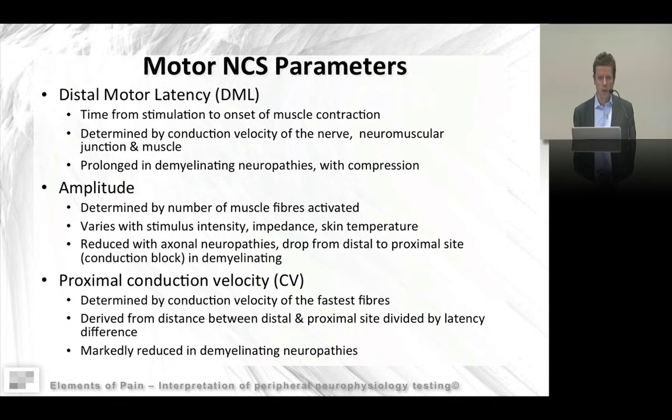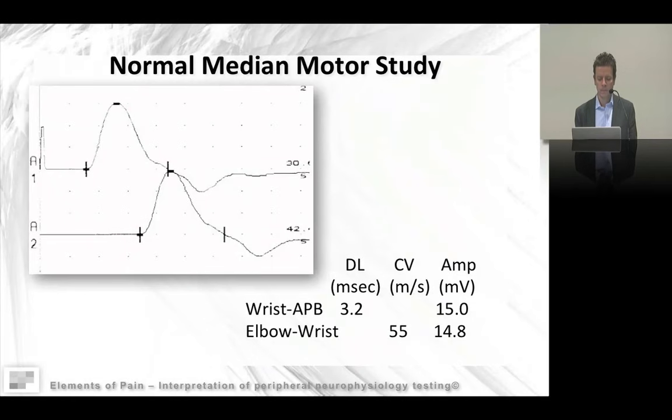Then we also look at the conduction velocity, and this is determined by measuring the latency between the proximal and distal stimulation points, and then we work out the distance and use that to derive the time taken, and from the time taken we can calculate a velocity. And so drops in velocity are a marker of demyelinating neuropathies, and we'll go through the examples, which makes a bit more sense with this.